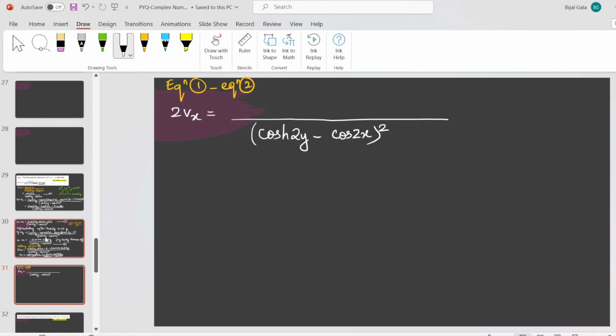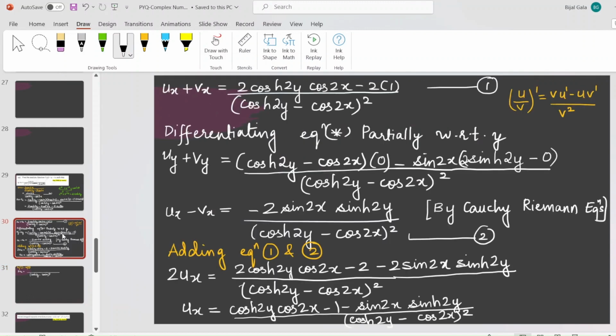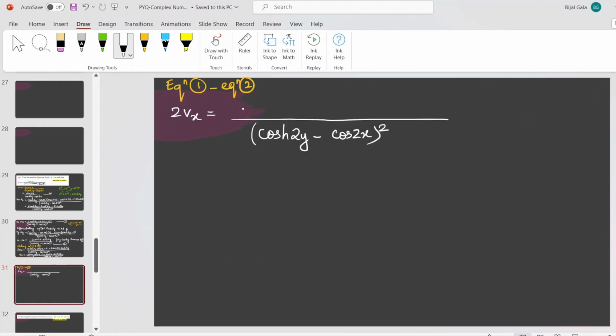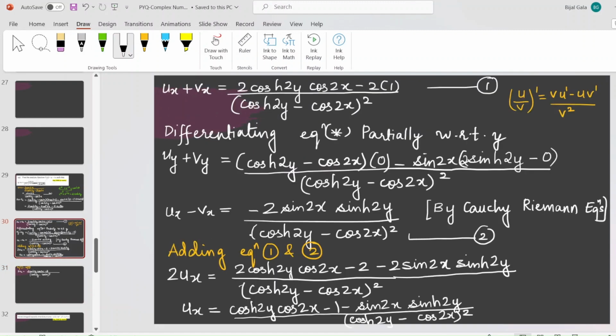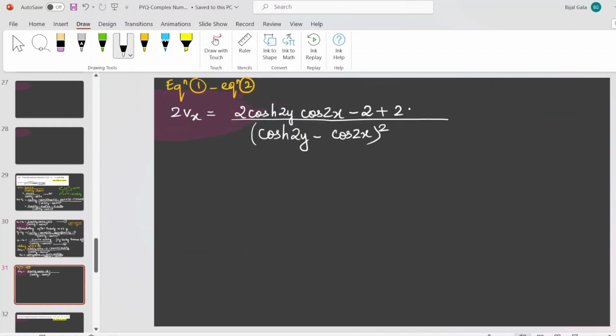So there's the denominator here. The first equation as it is, cos 2x cos hyperbolic 2y and 2 cos 2x minus 2. Second equation, we have to subtract, means the negative 2 times will become positive now. So this will become plus 2 sine 2x into sine hyperbolic 2y.